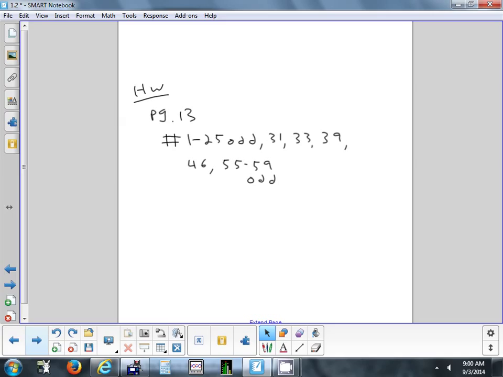Okay, so for tonight on page 13, I'll have you try 1 to 25 odd, 31, 33, 39, 46, and then 55 to 59 odd. If you have to draw any shapes, try to use your ID or use a ruler, whatever you have for a straight edge, to make your pictures look pretty good.